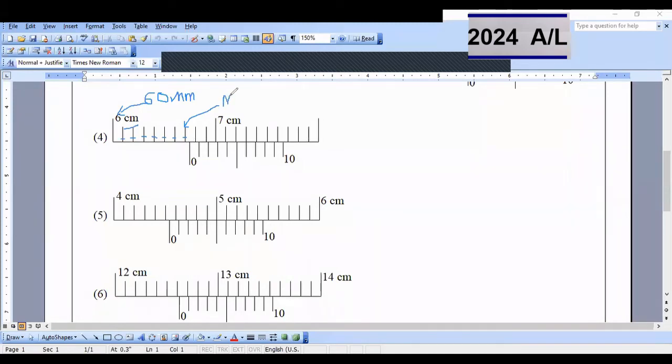Therefore, what is the main scale reading there? 67 millimeters, sir. Main scale reading is 67 millimeters.